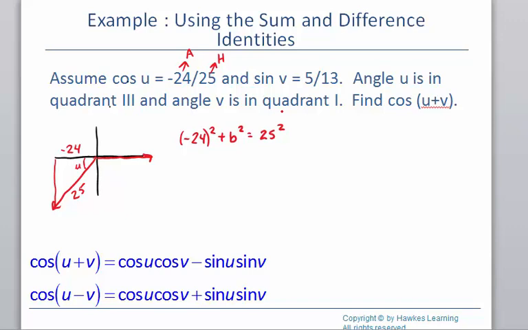Negative 24 squared is 576. 25 squared is 625. Subtracting 576 from both sides gives me b squared is equal to 49, which implies that b is going to equal 7. Again, this 7 is going to be negative because we're going to move down on that side.